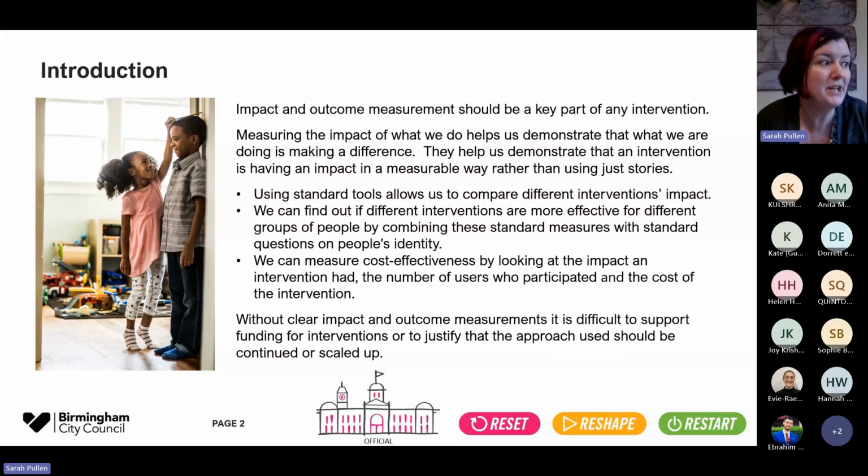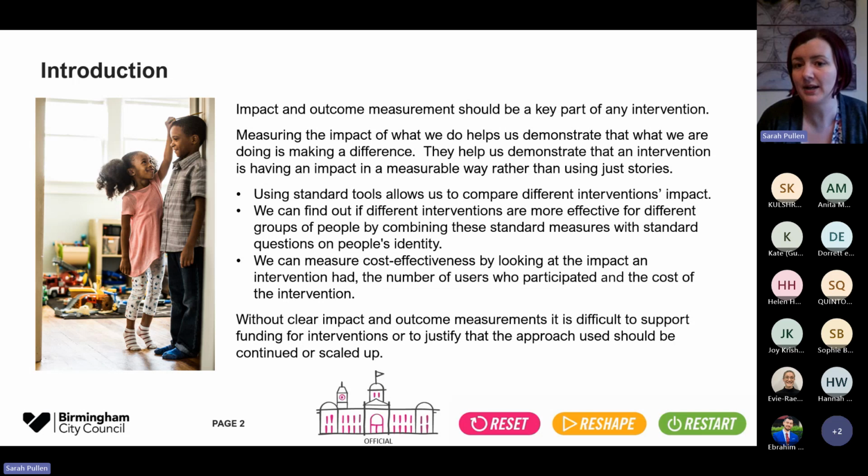So nutrition and measurement in general is obviously really key outputs to any sort of interventions that you might be delivering if you're involved with public health within the city. And it's really important to measure the impact and outcome measurements in any intervention. The reason is because this helps us demonstrate that what we're doing is making a difference. And we can do this through stories as well, but we also want to make sure that we have measurable impact. So using standard tools helps us to compare different interventions' impact.